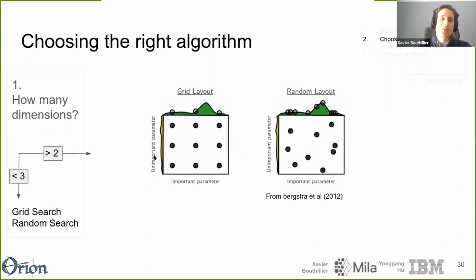So if you have more than 2 hyperparameters, forget about grid search. But below 3 hyperparameters, grid search or random search is simple, and it's good enough.